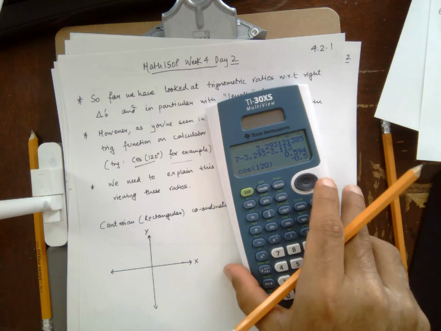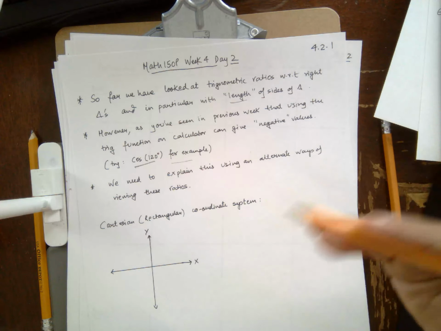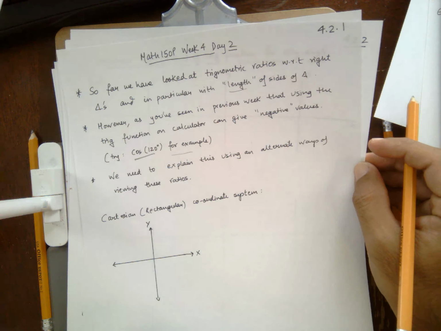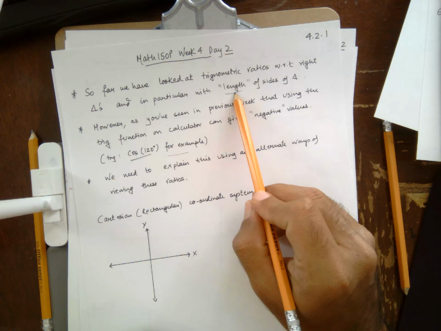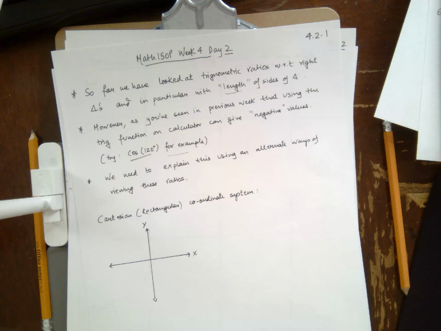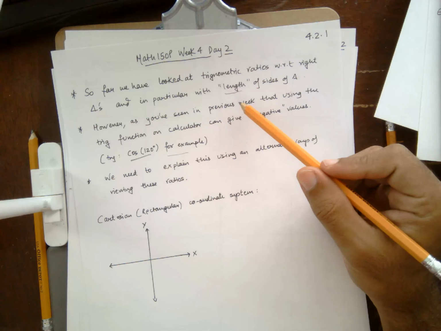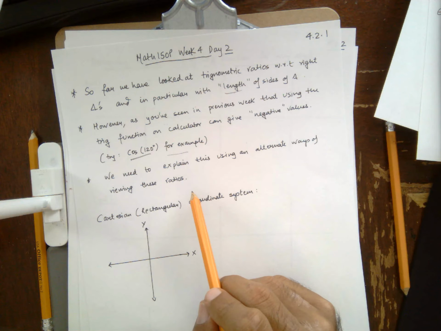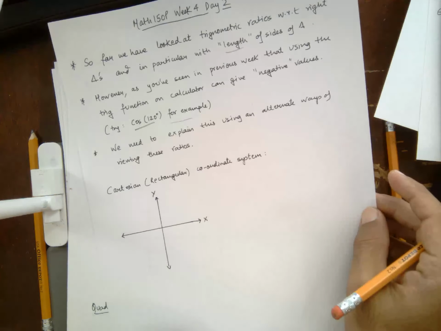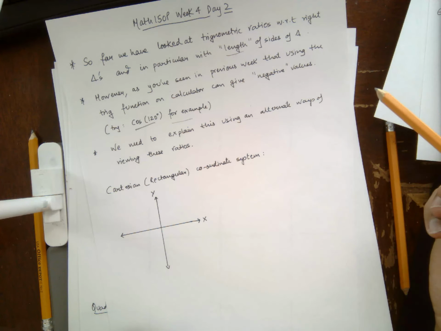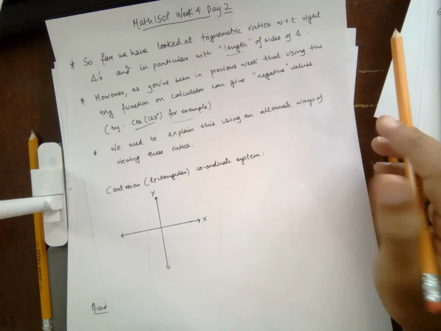Now, this means that there is a broader perspective that can be gained from these three functions. By restricting them to being lengths of sides, we are losing some information. I mean, it's still important because that's the definition. But we need to explain this using an alternate way of viewing these ratios. To do that, I'm going to introduce a few ideas, which we're going to revisit in the last week's material when we talk about vectors.